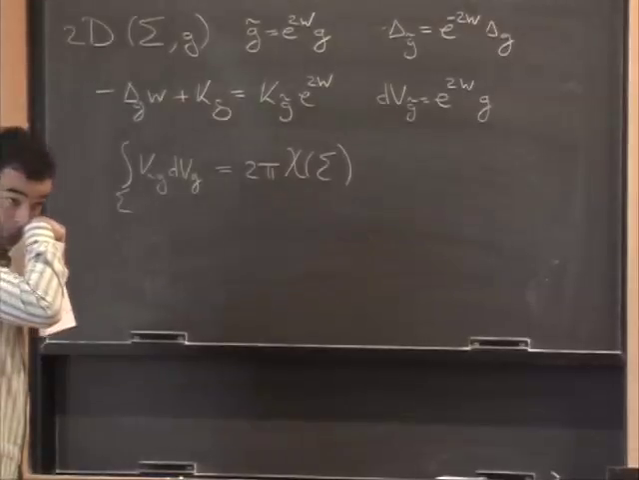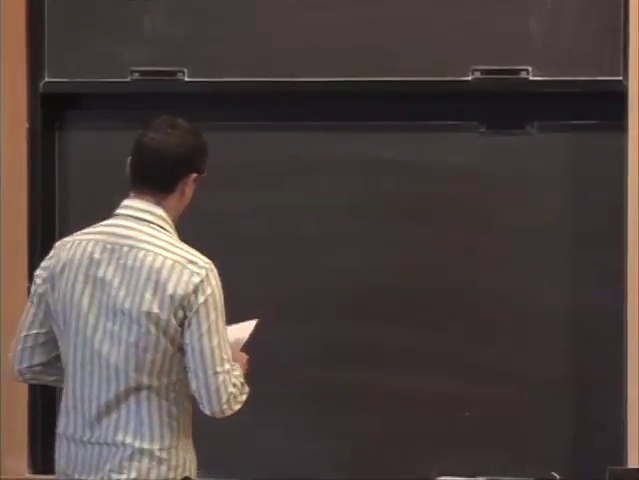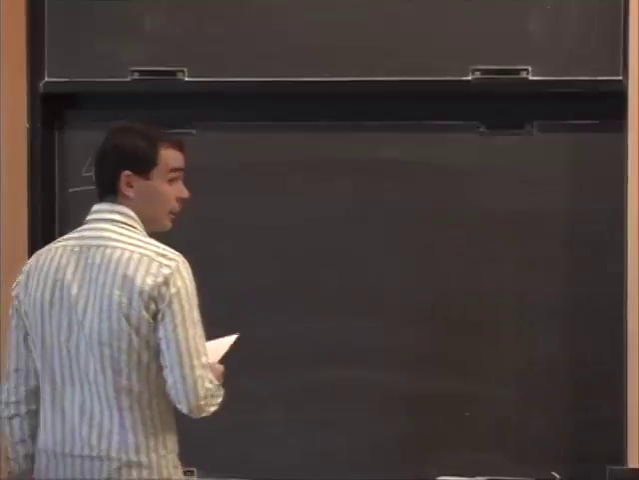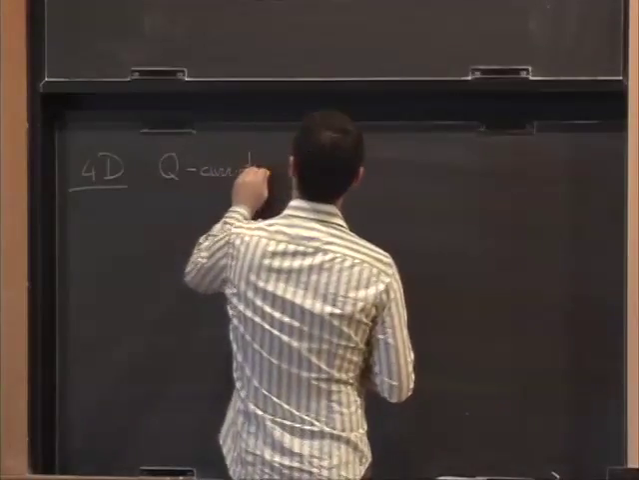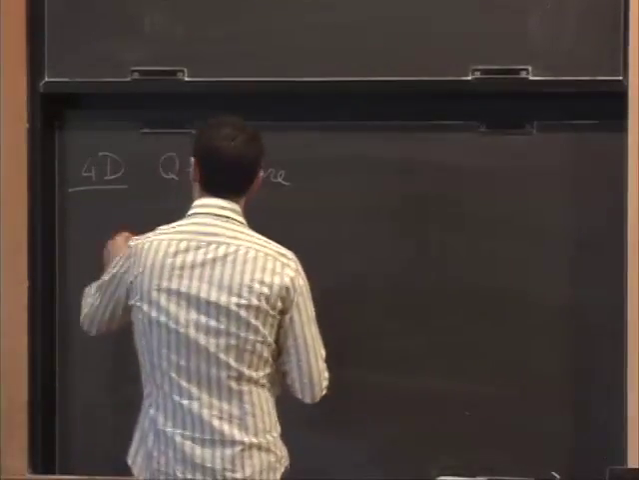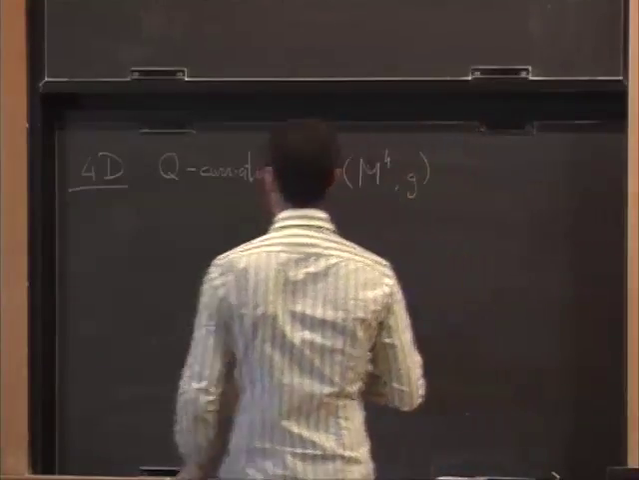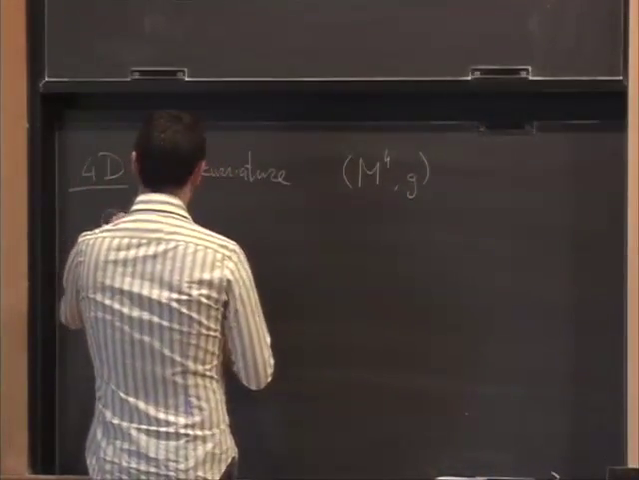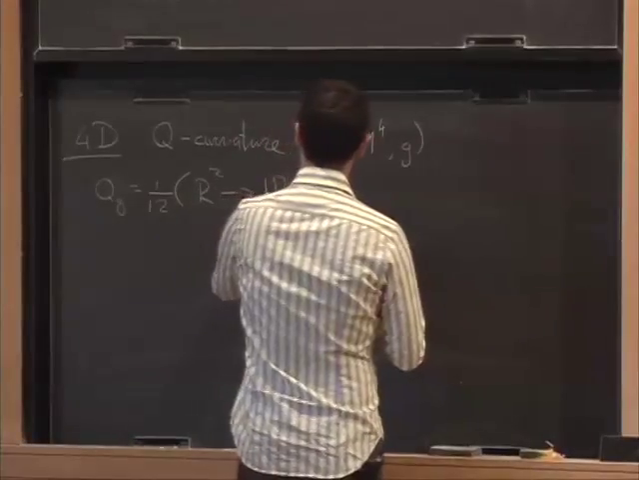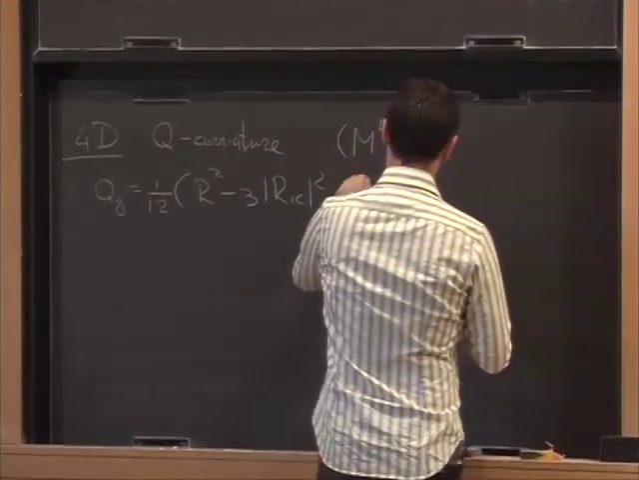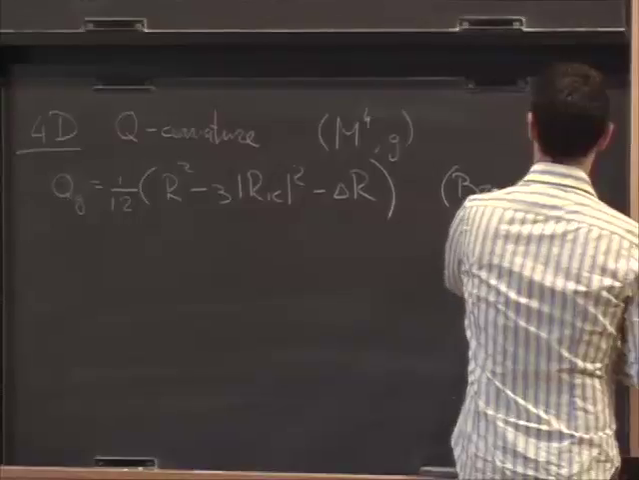So this is the situation in 2D. Let's look in 4 dimensions. So there are some kind of partial analogs. In 4D, there is a scalar quantity which is called Q-curvature, and it's defined in this way. So Qg, so I consider now a 4-dimensional manifold M4, still with metric g. And the Q-curvature is defined as 1 over 12 times R squared minus 3 Ricci squared minus delta R. And this was defined by Branson in 1985.